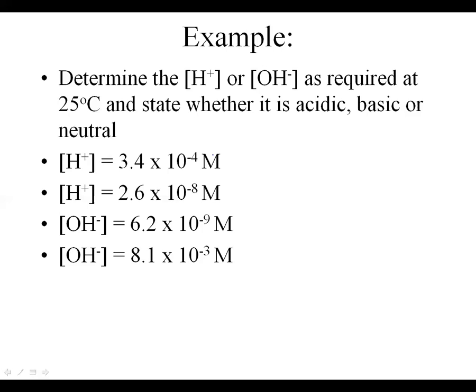All right, so let's take a look and see how we're doing. I'm just going to rewrite it here on the next page. On the first one, we were given an H plus concentration of 3.4 times 10 to the minus 4 molar. So we would want to find the OH minus. And really, again, it is the same calculation regardless of which one you have. You're going to take that KW, which is 1 times 10 to the minus 14.